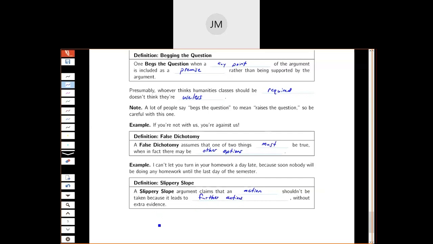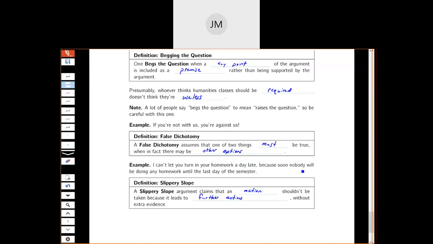Okay, but without extra evidence. So we have to be careful about this slippery slope, right? The idea, again, if we look at our example here, the argument is that I can't let you turn in your homework one day late because soon nobody will be doing any homework till the last day of the semester. Well, I didn't really give reasons why suddenly everybody's going to stop doing homework, and I also didn't give reasons why a one-day extension is the same as waiting till the end of the semester to do any homework.